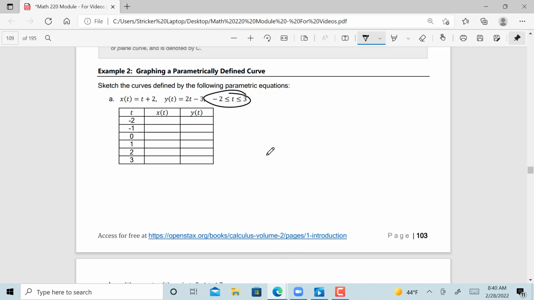So when t is -2, what's x going to be? Well, remember, x is t plus 2. So x of -2 is -2 plus 2, which is 0. When we plug in -1, we get 1. When we plug in 0, we get 2. When we plug in 1, we get 3, and so on. So hopefully that idea makes sense, and we can do the same thing for y.